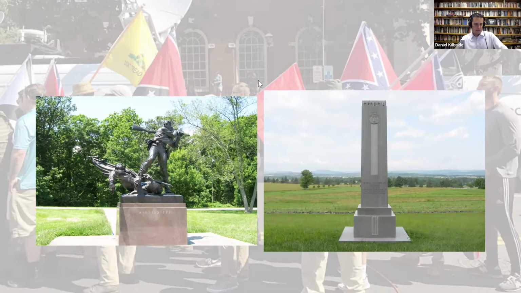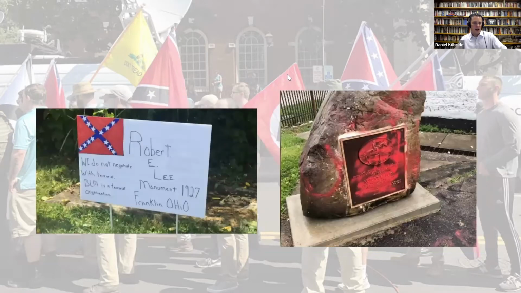More recently, there are some memorials and flying the Confederate flag in the North. And this is a memorial outside of Cincinnati, Ohio, to Robert E. Lee. And you see this memorial has been defaced. This was about a year ago that this memorial was spray painted. But again, you see here on the left-hand side the way that the Confederate memorials have been politicized. You see this, Robert E. Lee, we do not negotiate with terrorists. Black Lives Matter is a terrorist organization, urging people to respect the Confederate memorial.